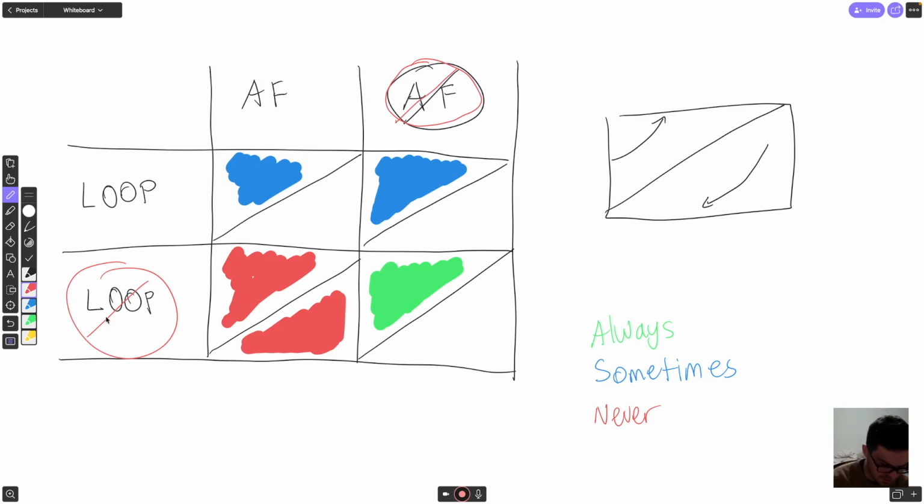Okay, why? If the law of one price not holding implies that we are never arbitrage free, then if we are arbitrage free, we know that the law of one price has to hold, right? So this one has got to be green. And I'll explain that one more time.